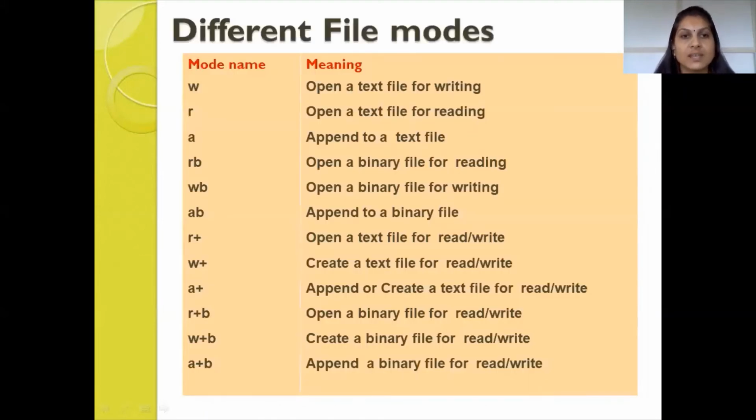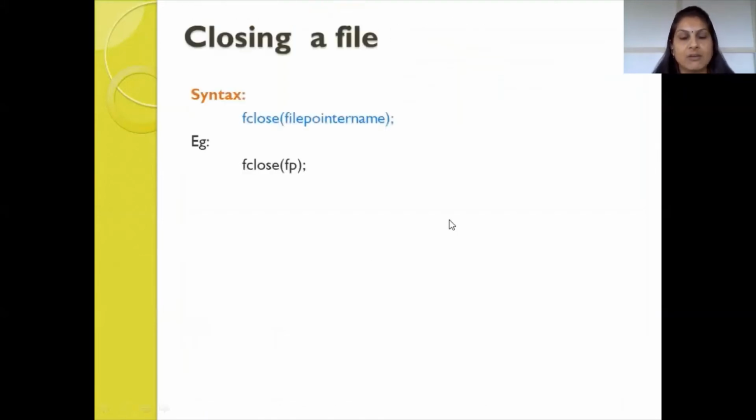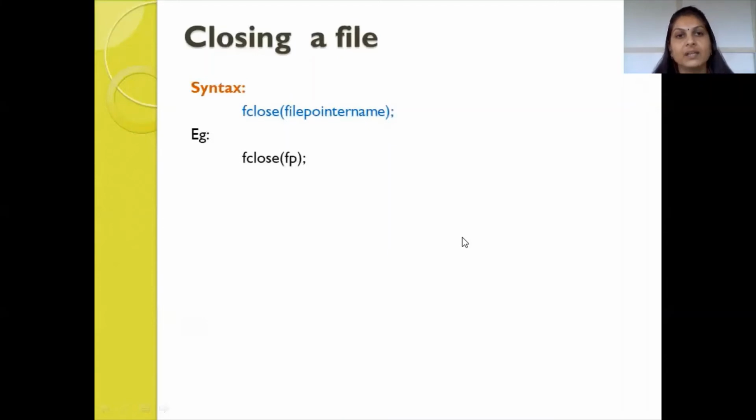Now next is closing files. When your work is completed, you close that file. To close a particular file, the function is fclose. F indicates file, and inside the brackets you pass the file pointer name. In the example of the fclose function, we pass the same file pointer that we created with fopen.